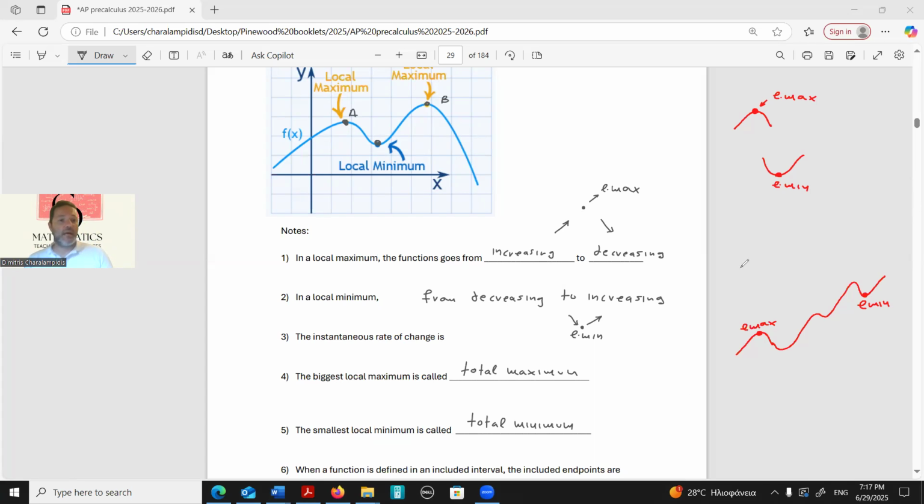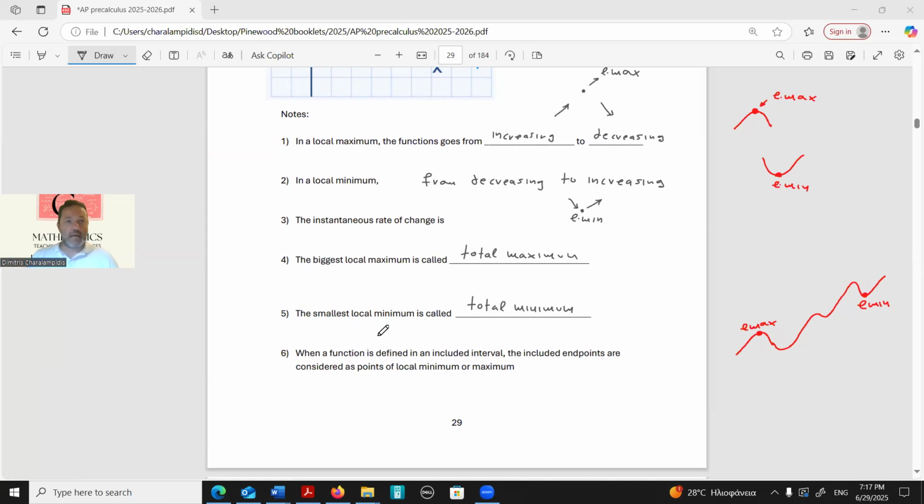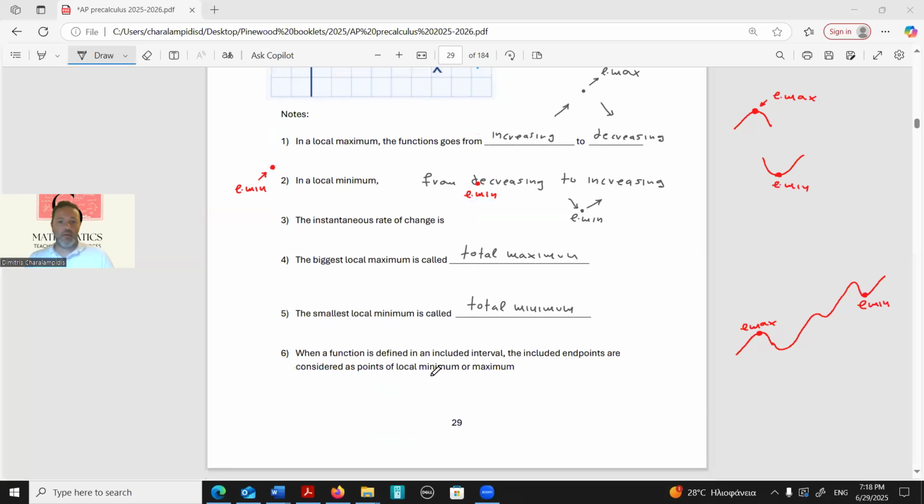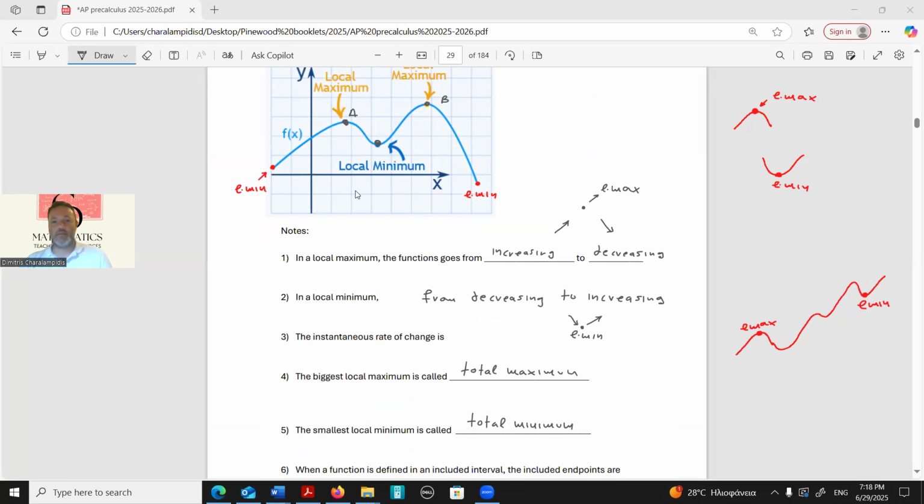What happens to the graph's endpoints? Well, here is another thing. The endpoints of the interval where the function is defined can also be considered local max or local min. In our graph, this one here could be a local min, and this one could as well be a local min. Sorry, let me erase that.